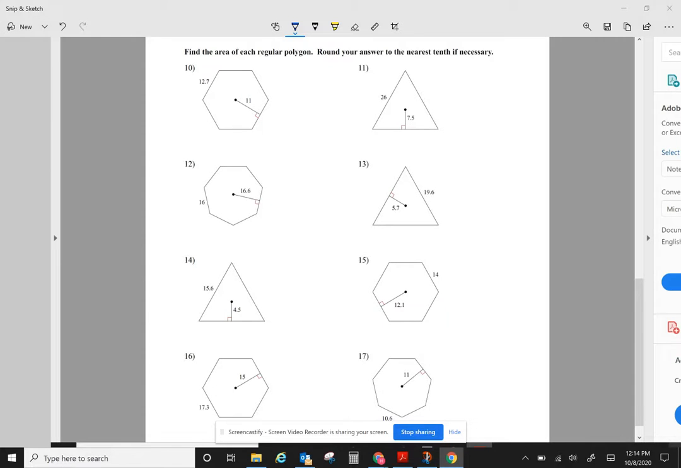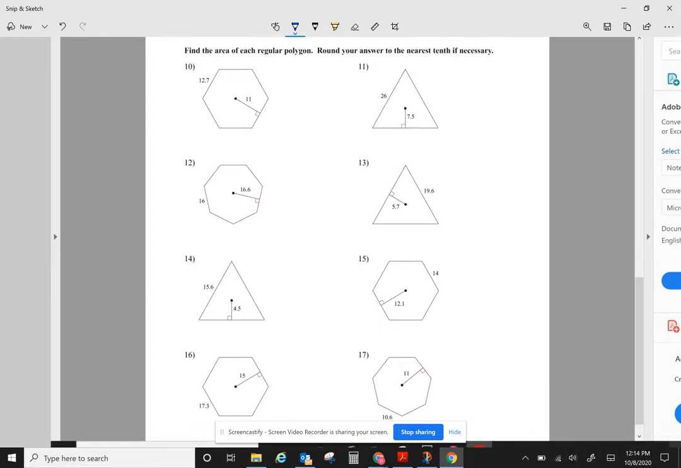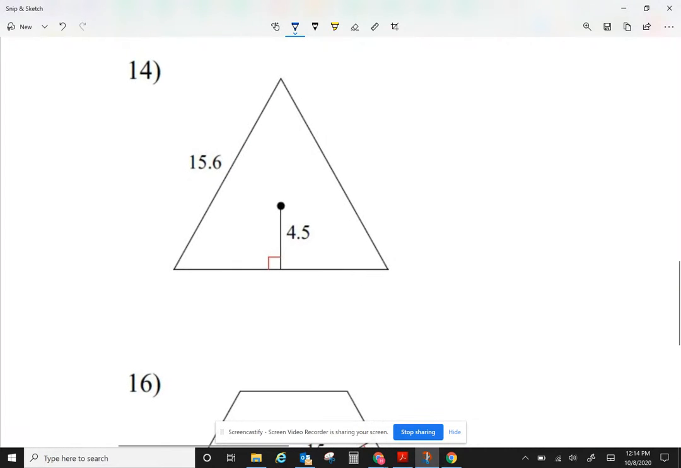Okay, so we're looking at the area of polygons. Remember the way we saw it last time in my last video, we're going to break each polygon into triangles. And then the final answer, we're going to round it to one decimal place if necessary. So looking at number 14, I'm going to break this into triangles.